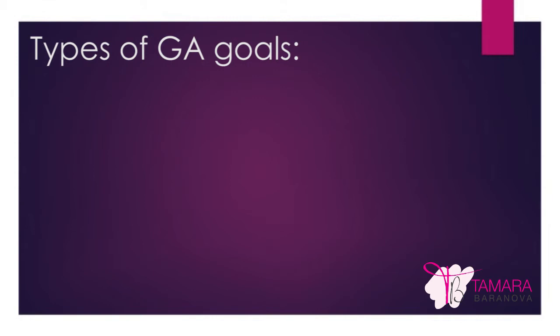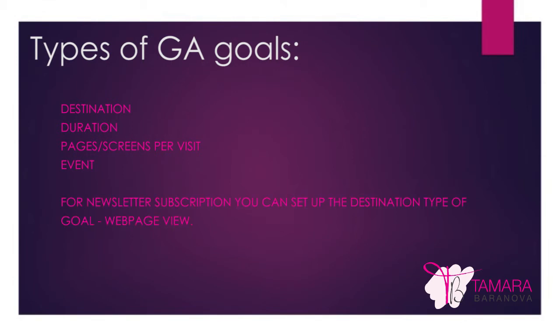In Google Analytics, there are several types of goals. One is destination. This goal is triggered when a user reaches a specific web page or a screen. Duration: the user spends a minimum amount of time on your site. Pages per visit: the user views a specific minimum number of pages on each visit. And event: the user conducts a specified action like viewing a video or sharing a blog post on social media. For newsletter subscription, you can set up a web page type of goal, so destination. And let's see how we can get started with Google Analytics first.